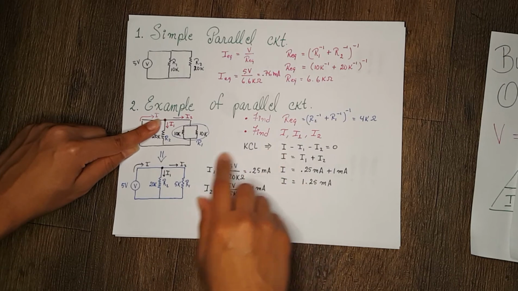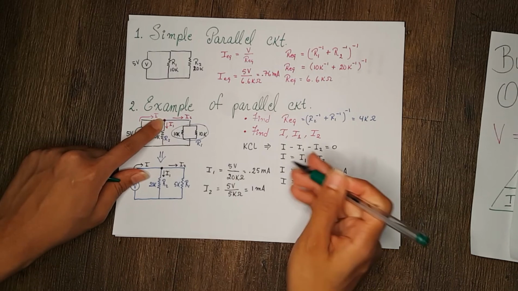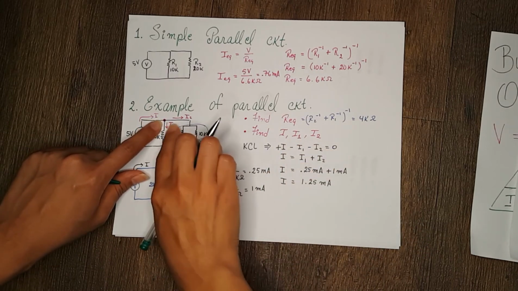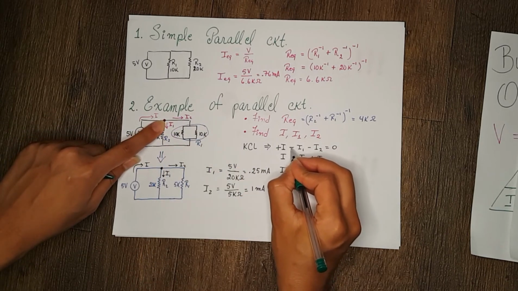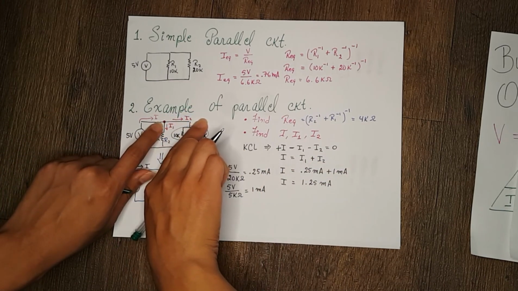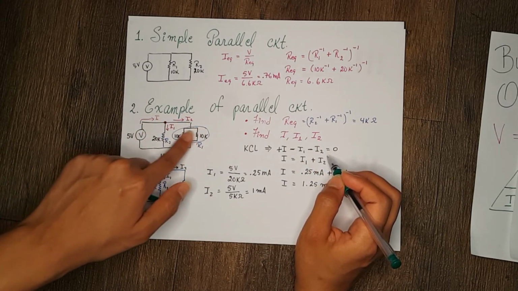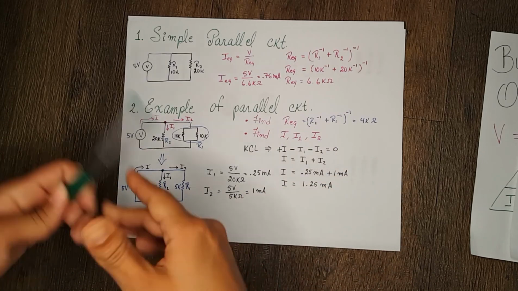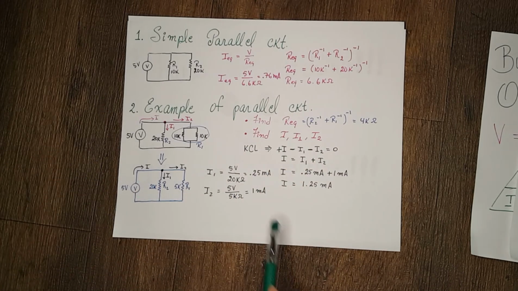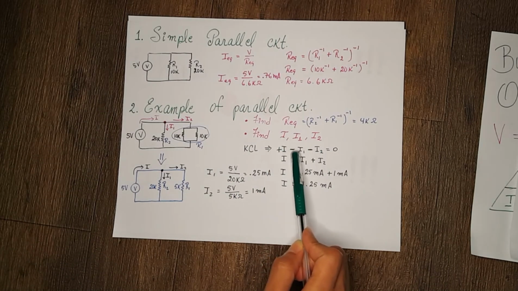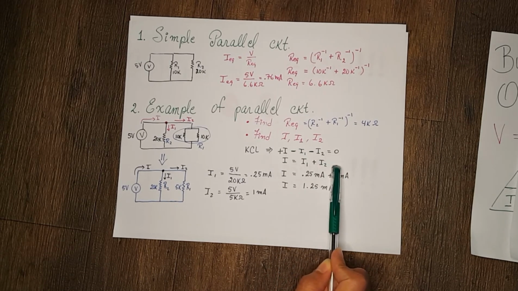So let's say right here we have I, right? And it's going into the node. That's my node, the dot. So that would be positive. I1 is going away from the node, it would be negative. I2 is also going away from the node, therefore it's negative as well. So the sum of all of these currents should be equal to 0. We can solve for I by just moving I1 and I2 to the other side, which would change their signs. So now I is going to be equal to I1 plus I2.